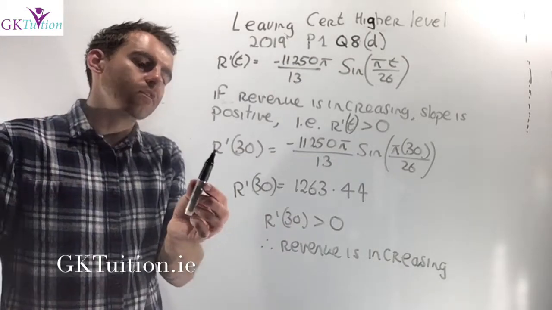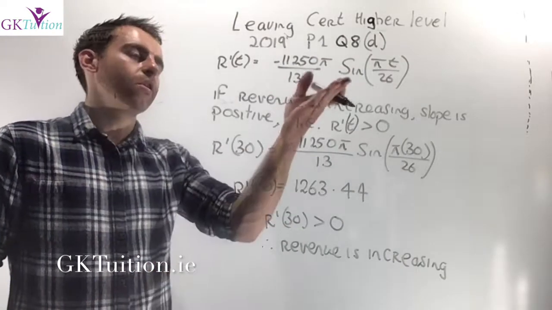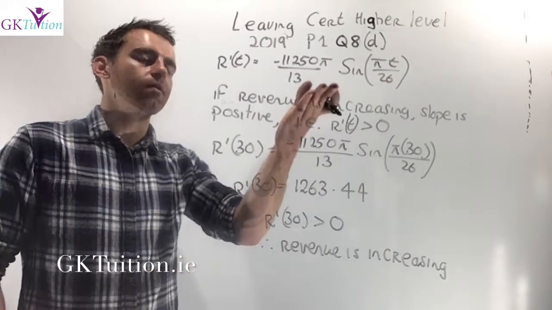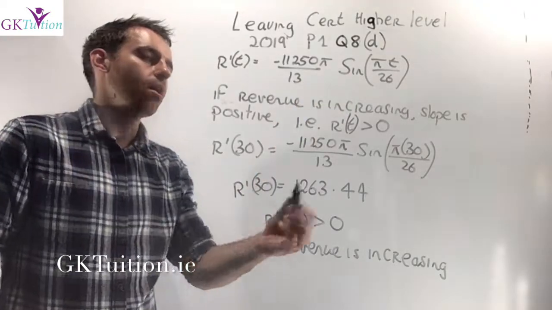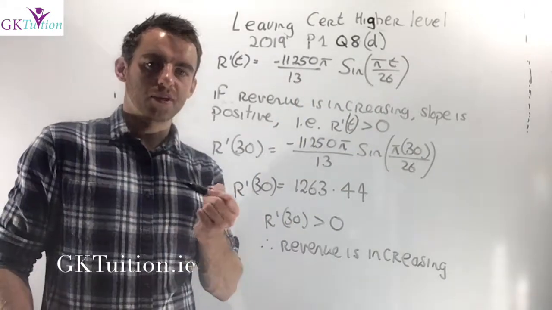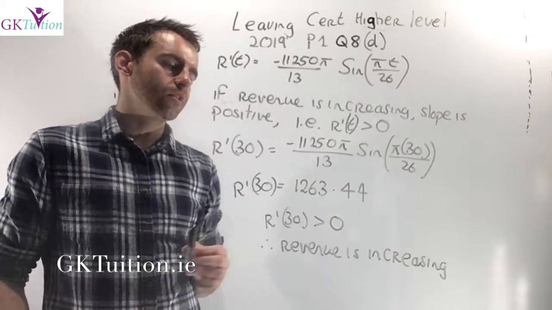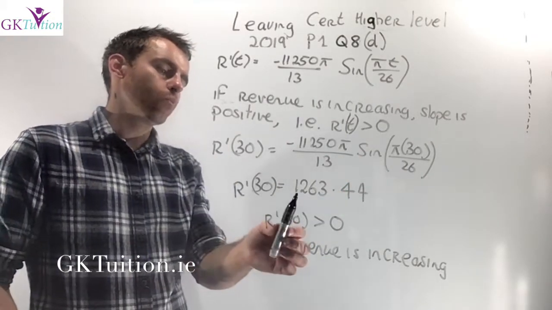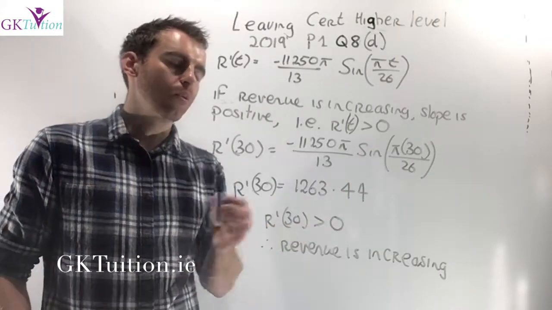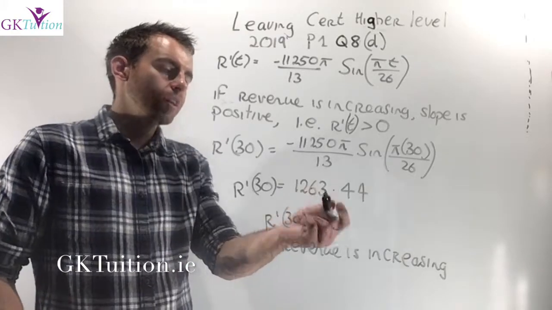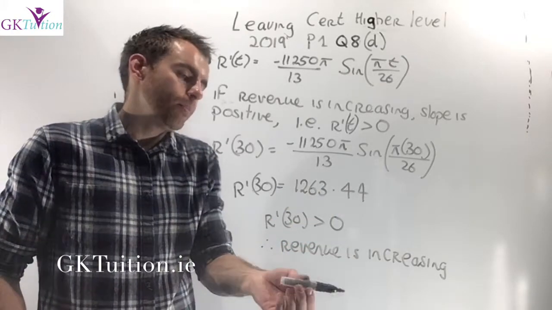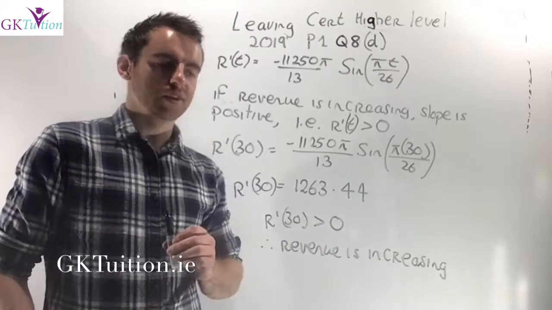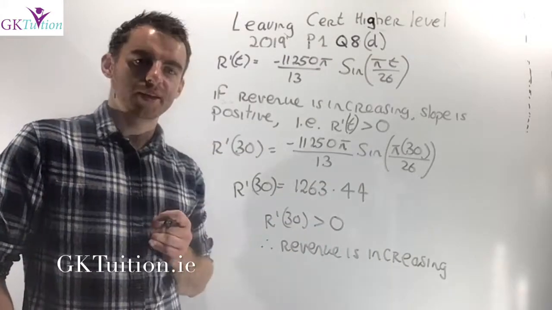So that's all. We just need to find R dash of 30. We've already worked out what the derivative is, or in other words what the slope is. All I need to do is sub 30 into my previous answer. When you sub 30 into your previous answer, it works out as 1263.44. Clearly that's greater than 0, so happy days, that means the revenue must be increasing. So that's all that we need for part D here.